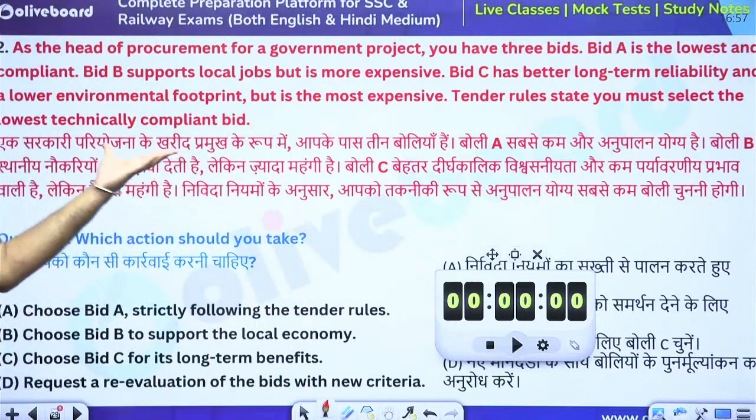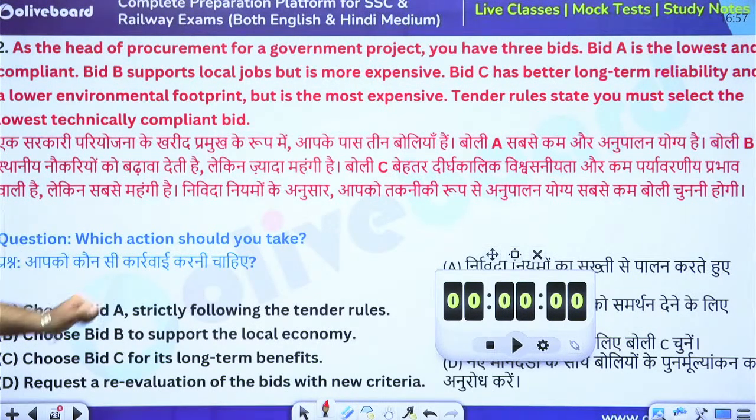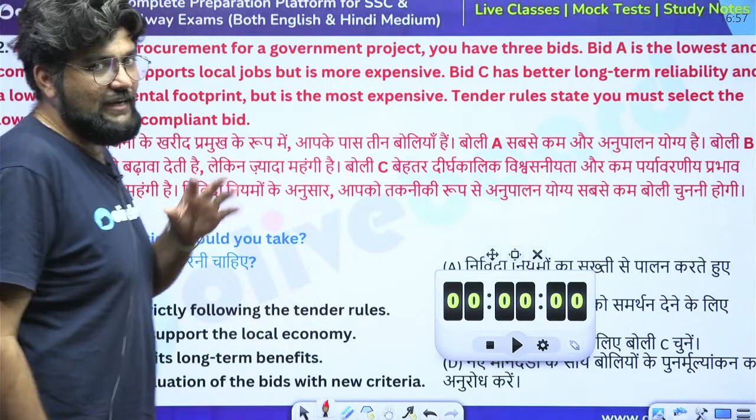What will you do? This is an ethical dilemma. Which action should you take? Choose bid A strictly following the tender rules. Choose bid B to support the local economy. Choose bid C for its long-term benefits, or request a re-evaluation of the bids with new criteria. I'll tell you how this works.